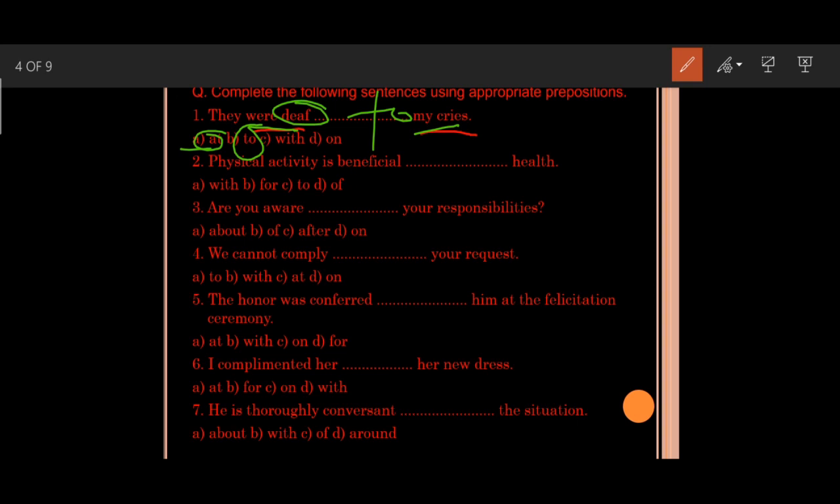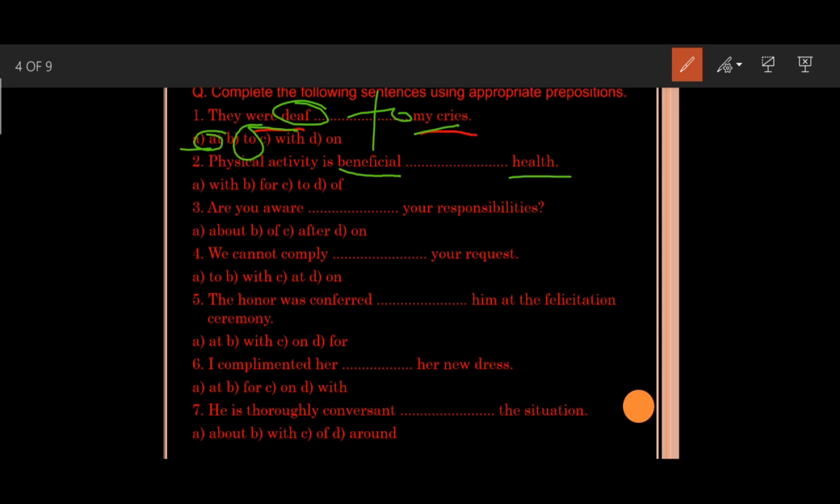Physical activity is beneficial dash health. Same as before. Beneficial or health. Important word, say. So here what will we use? Now there is a trick over here. When we are using beneficial, there are two words that go 50-50. Either it's beneficial to or it's beneficial for. Now again, हम beneficial to कब use करते हैं? To use होता है जब हम किसी चीज़ पे particularly उस चीज़ के बारे में जानते हैं और उस चीज़ के बारे में हम बात कर रहे हैं.